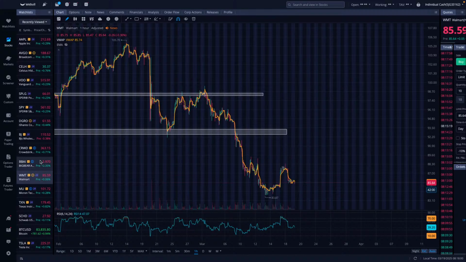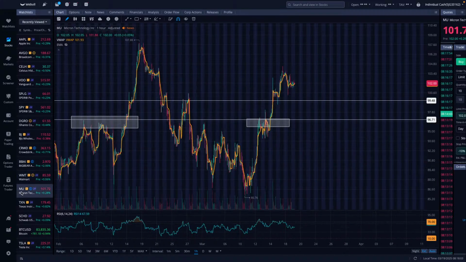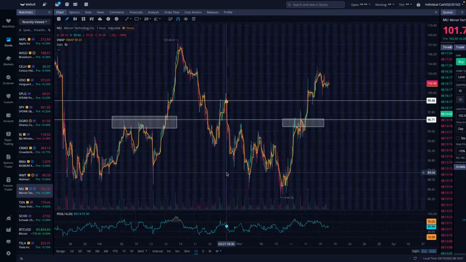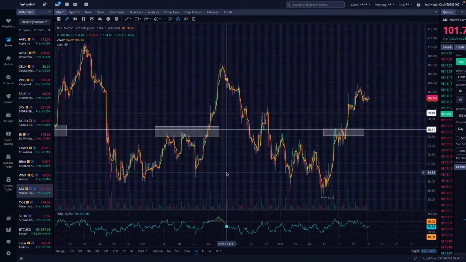You're going to need that overall market move at 2 p.m. of J-Powell approving it, bringing out that money printer, and start making a bullish move for us.